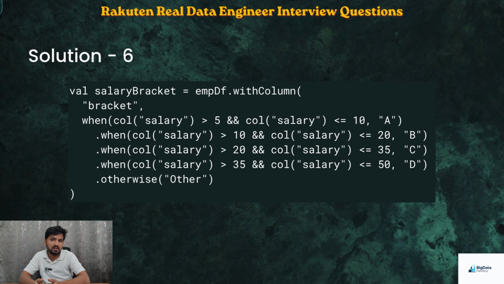The important part here isn't just writing the when conditions. It's handling the boundaries correctly. For example, if the salary is exactly 10, which bracket should it go into? That is why we explicitly define the first bracket as greater than 5 and less than or equal to 10. The second bracket greater than 10 and less than or equal to 20. The third bracket greater than 20 and less than or equal to 35. The fourth bracket greater than 35 and less than or equal to 50. This avoids gaps and overlapping ranges.